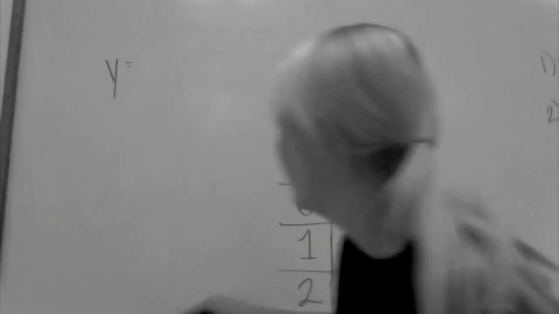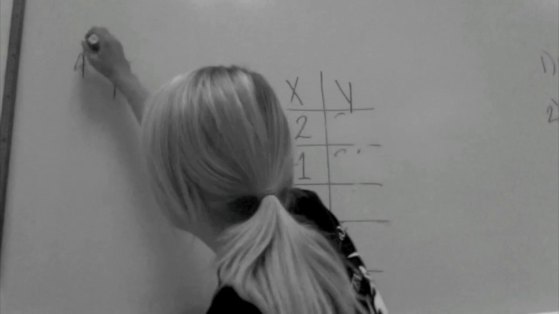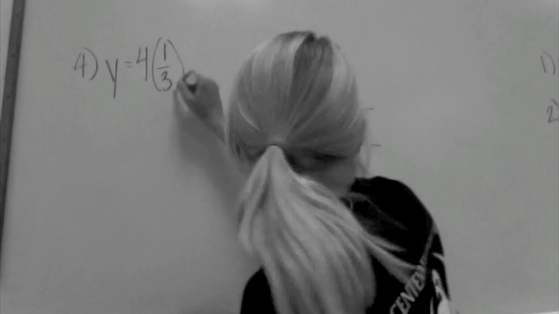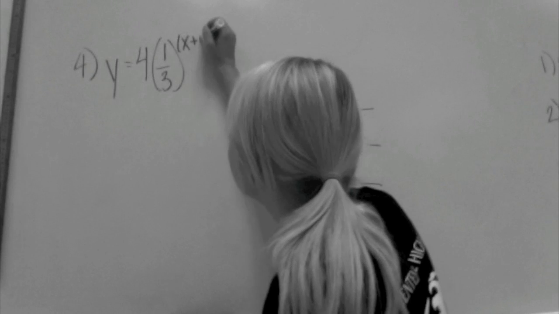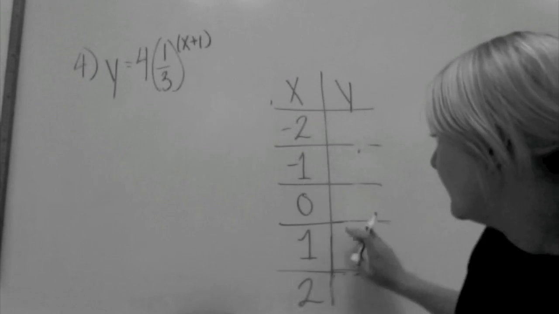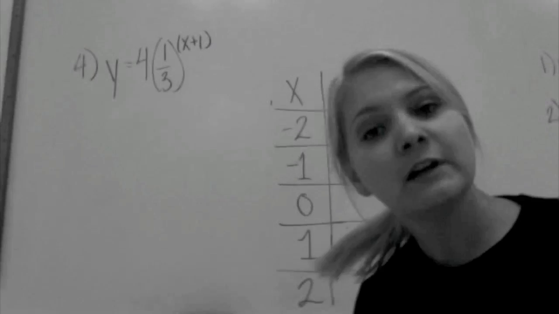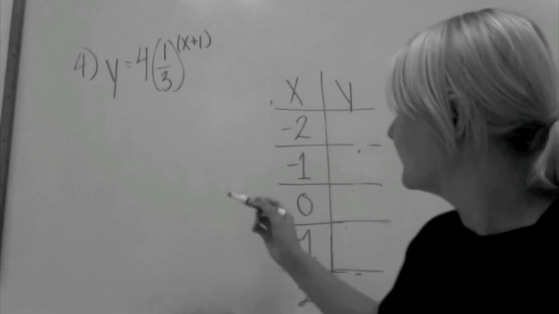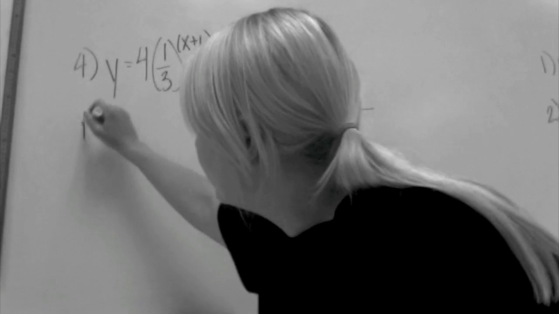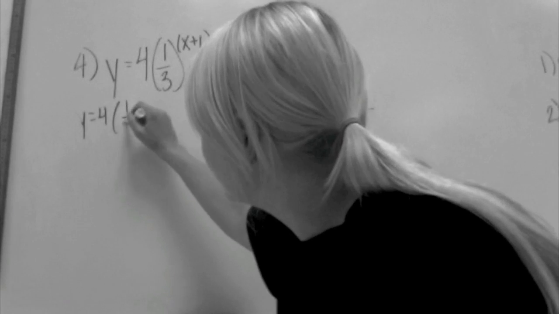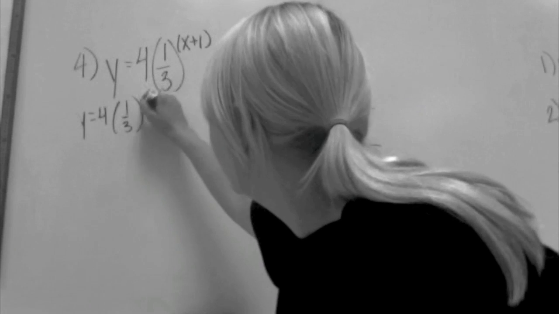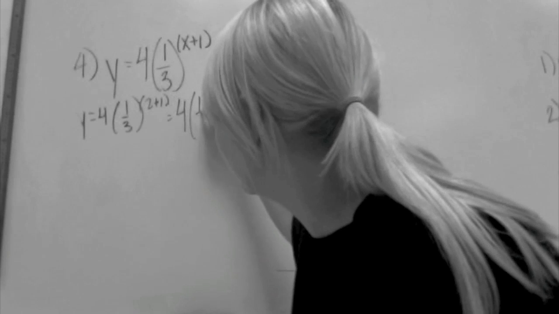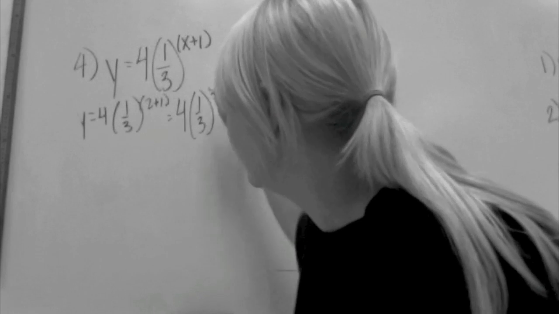All right. And our fourth problem, we're going to take a look at y equals 4 times (1/3) raised to the power of x plus 1. So here we're going to have a big combo of everything that we've done. For this one, I'm going to start at the bottom. So I'm going to start when x is 2. So we get y equals 4 times (1/3) raised to the power of 2 plus 1. So this will equal 4 times (1/3) raised to the power of 3.